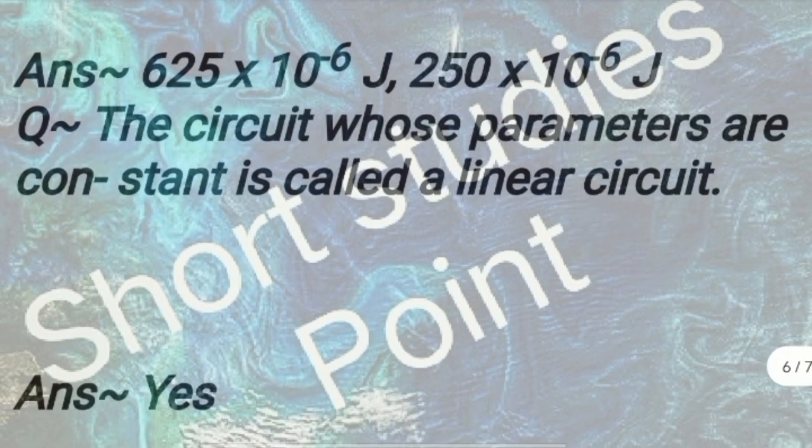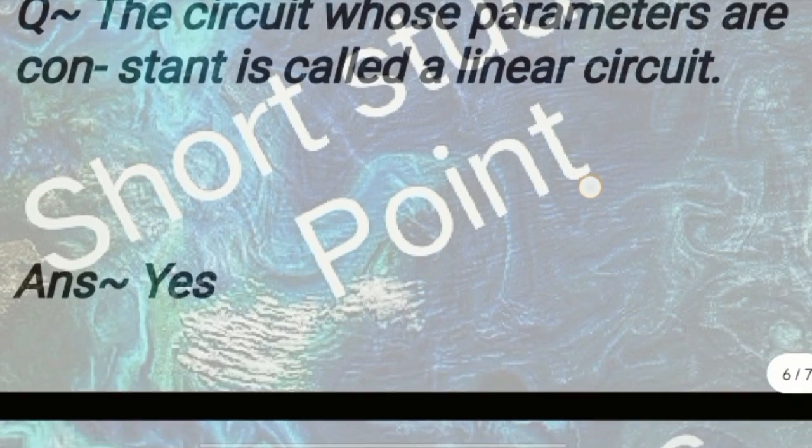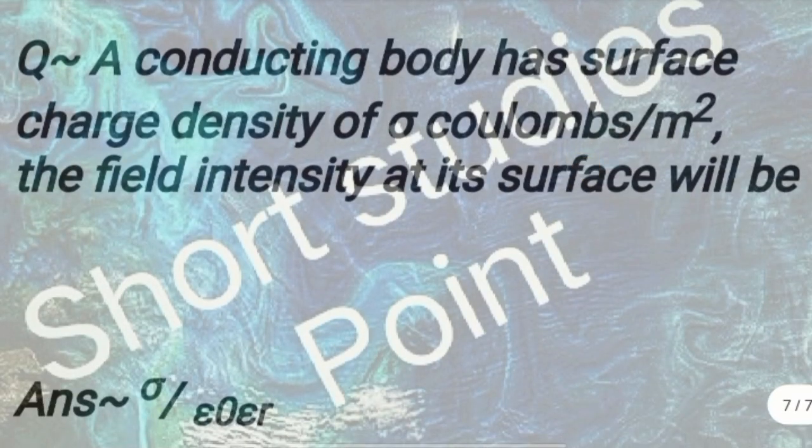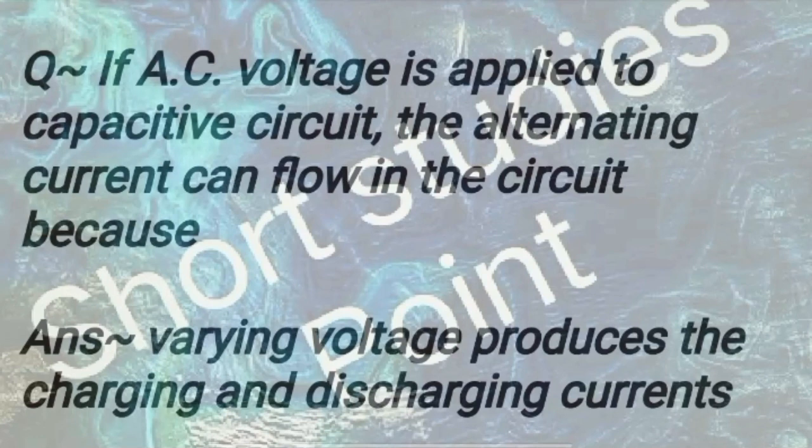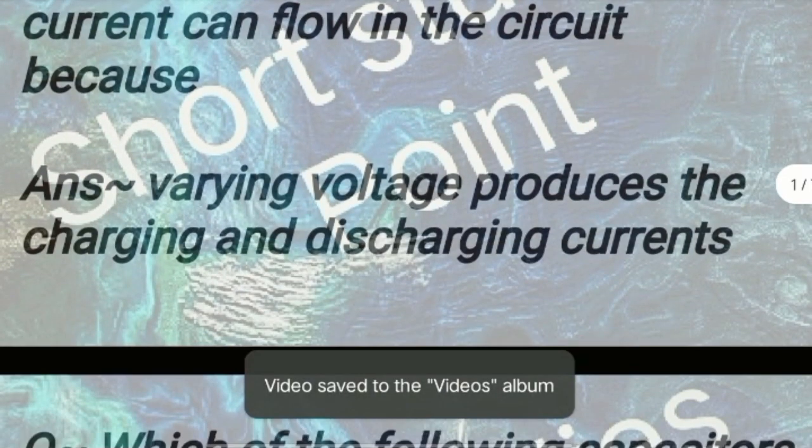Next question: The circuit whose parameters are constant is called a linear circuit. Answer: Yes. Next question: A conducting body has a surface charge density of sigma coulombs per meter square. The field intensity at its surface will be? Answer: sigma by epsilon. Question: If AC voltage is applied to a capacitive circuit, the alternating current can flow in the circuit because? Answer: Varying voltage produces charging and discharging currents.